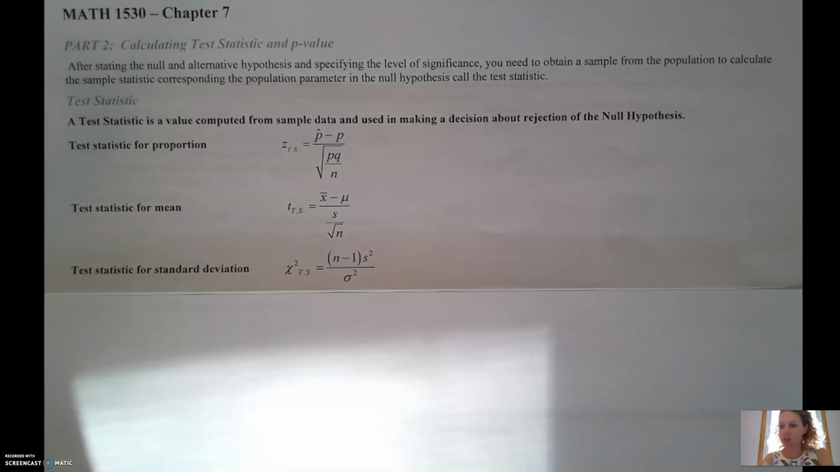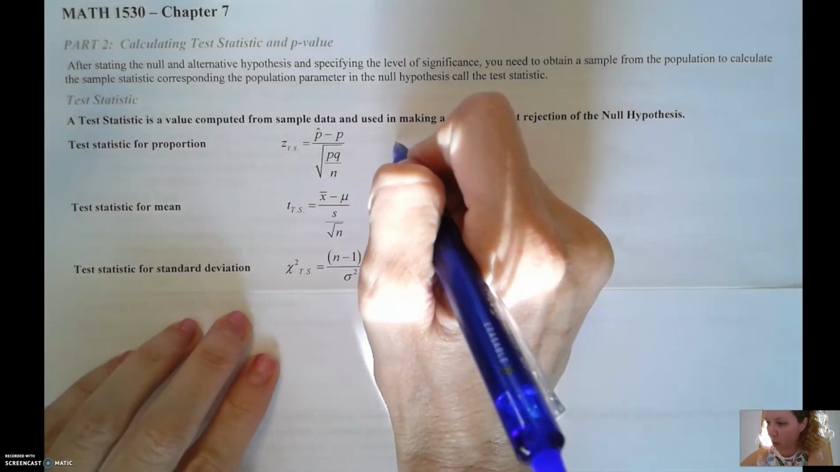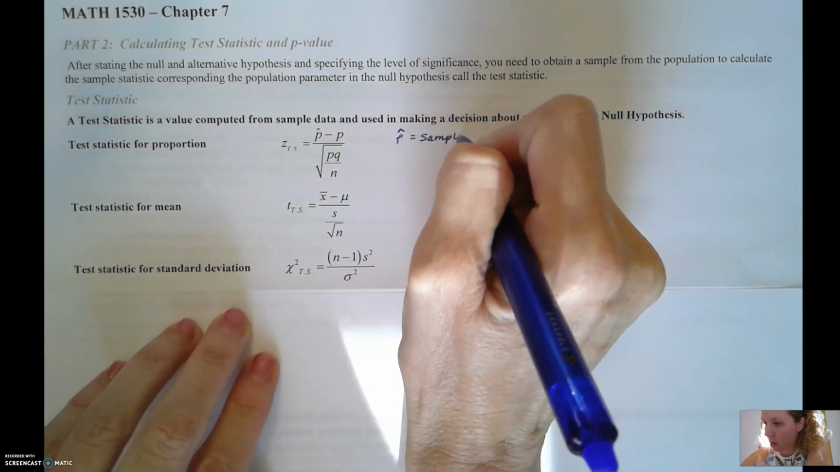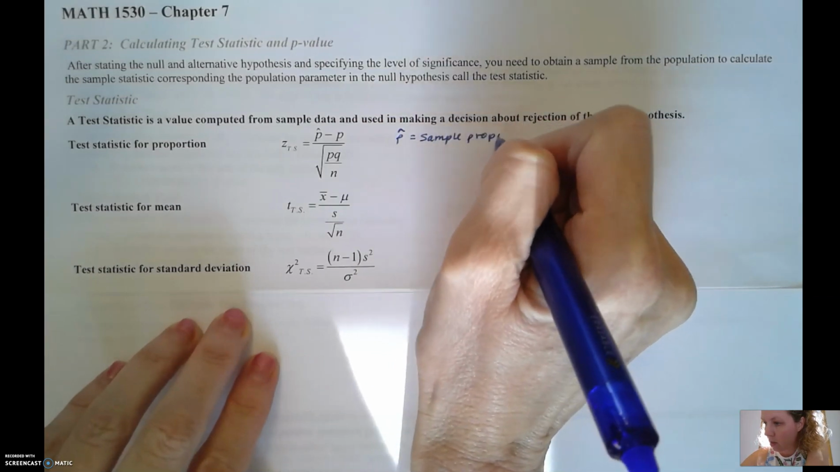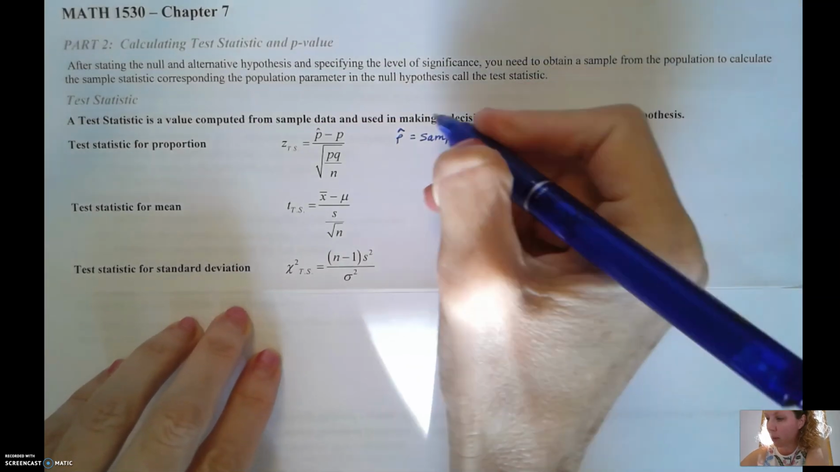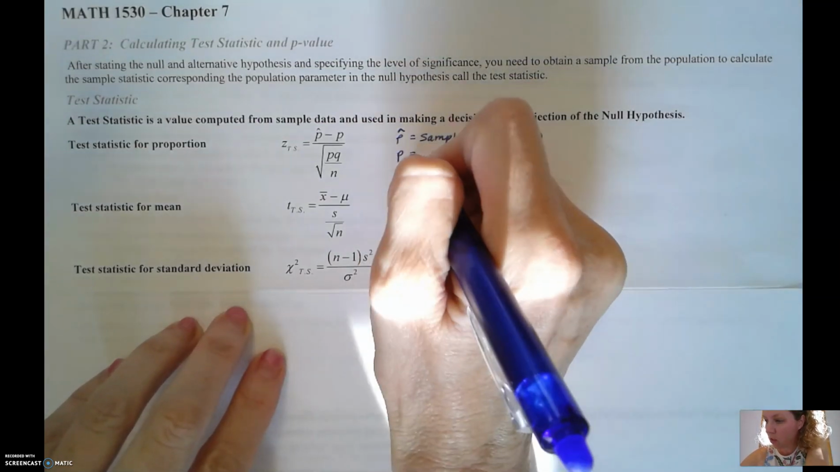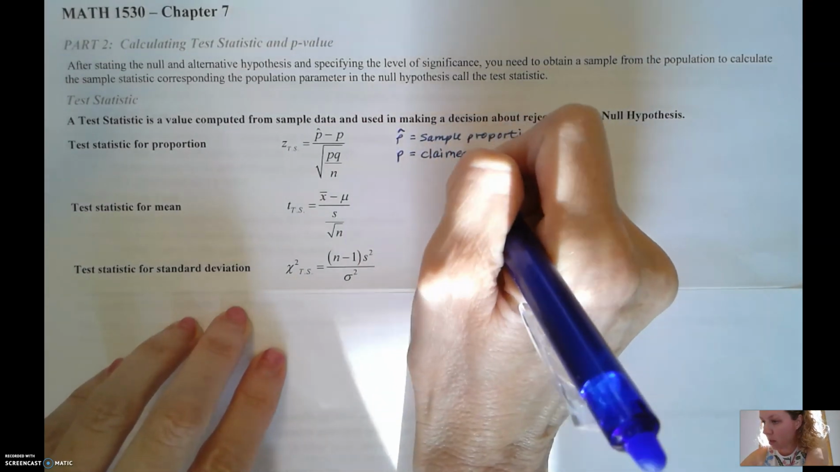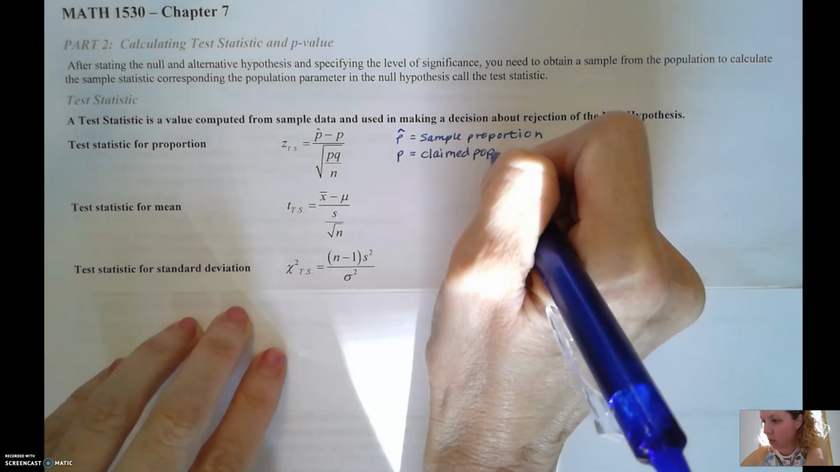p hat. Remember, p hat is the sample proportion. Minus p, and remember p is the population proportion. That's also our claimed proportion, so it's our claimed population proportion.